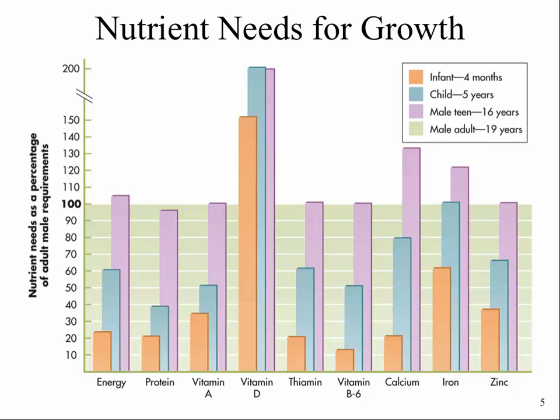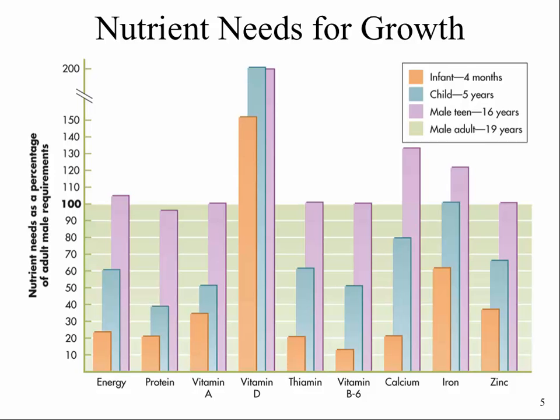Okay, so nutrient needs for growth. What this graph shows is nutrient needs as a percent of adult male requirement. So if you're 100%, that means, let's take energy here. This is a male teenager, this is how much you need. So an infant at 4 months needs about 1/4 of the energy as an adult male. What I want to point out to you here is, especially, vitamin D.